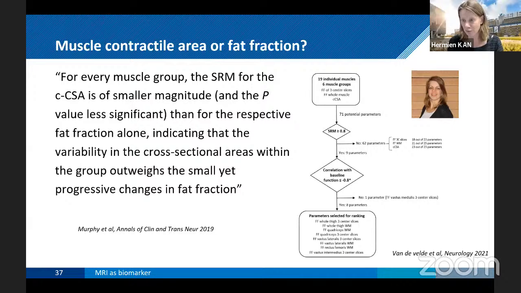I already mentioned her before, Nienke, I think she's also online. We showed the same thing basically in Becker muscular dystrophy, where we performed a stepwise analysis of lots of different muscles and lots of different combinations of muscles. I won't go through the whole stepwise analysis here, but none of the contractile cross-sectional area measures basically made it to the last step of our stepwise analysis. We looked at SRM, we looked at correlation with baseline function, but you can read it in the paper.